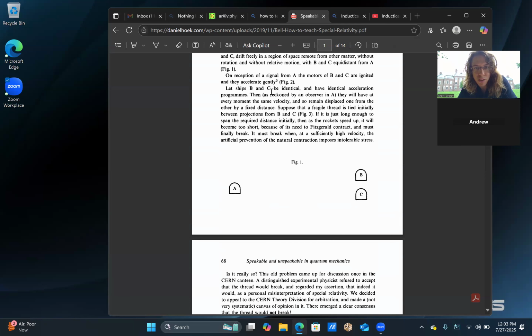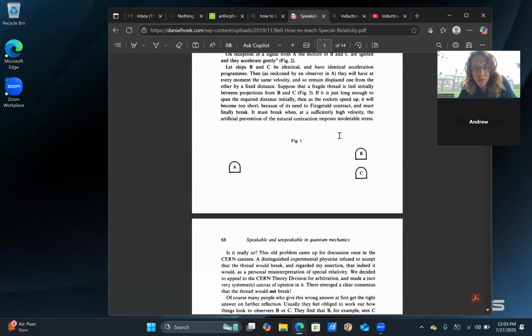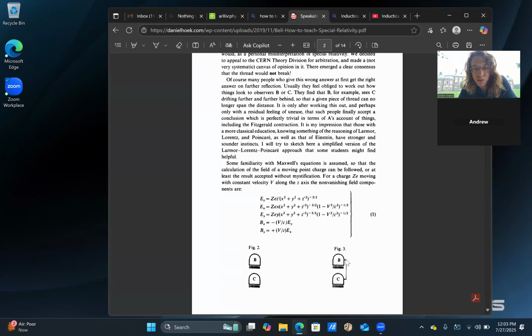Let ships B and C be identical and have identical acceleration programs. Then, as reckoned by an observer in A, they will have at every moment the same velocity and so remain displaced one from the other by a fixed distance. Suppose that a fragile thread is tied initially between projections from B and C. Figure 3. Okay, this is the thread.